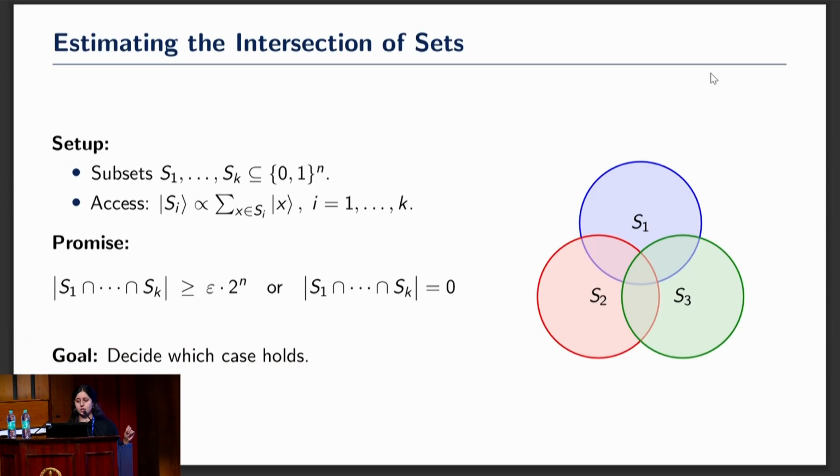So you basically want to decide between S1, S2, and S3, is the middle section, is it 0 or is it at least a constant fraction of the Boolean hypercube? Okay.